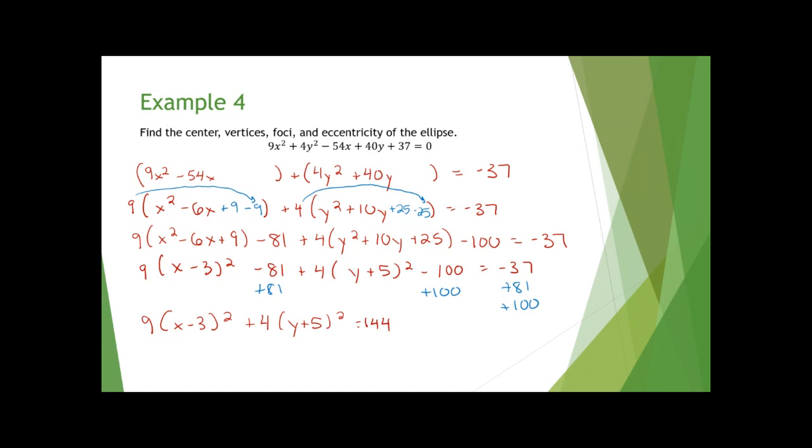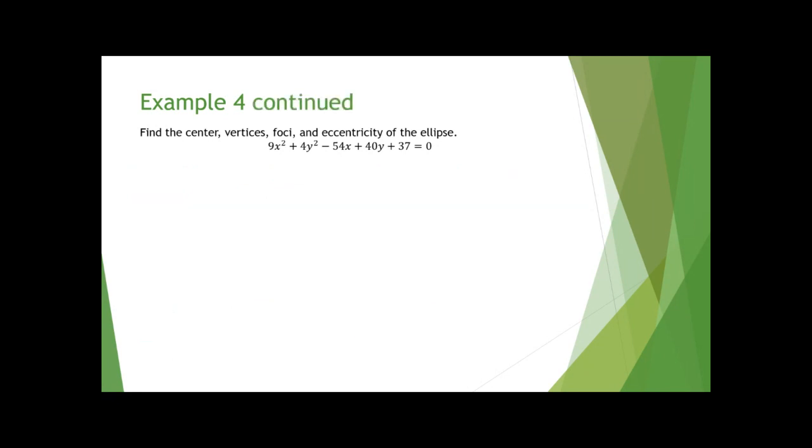To really have something, we need to have it equal to 1. So now I'm going to divide everything by 144. And I'm going to write this on the next slide. So when you divide everything by 144, let's see, we get 9 over 144, which reduces to 1 over 16.